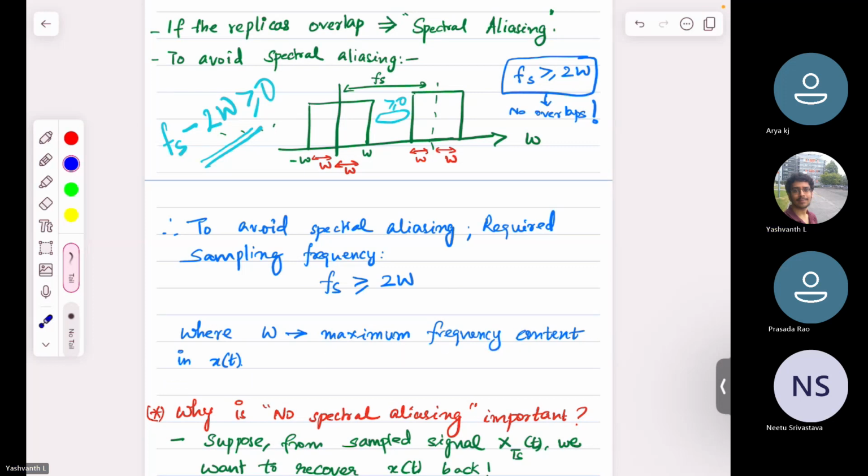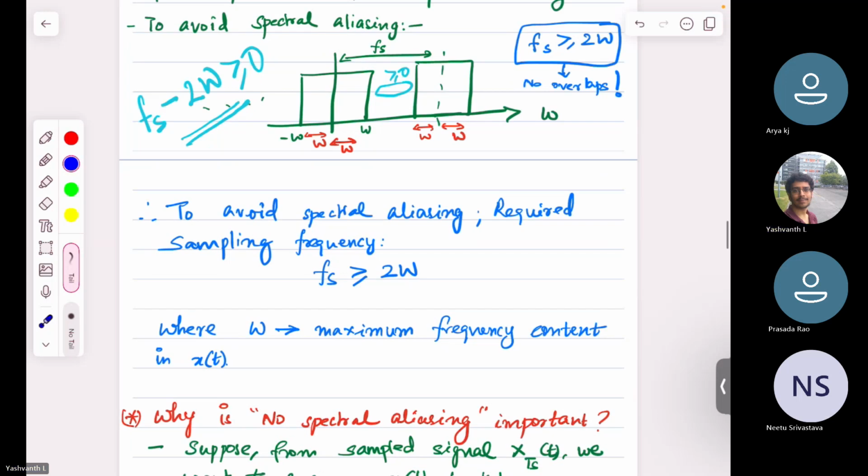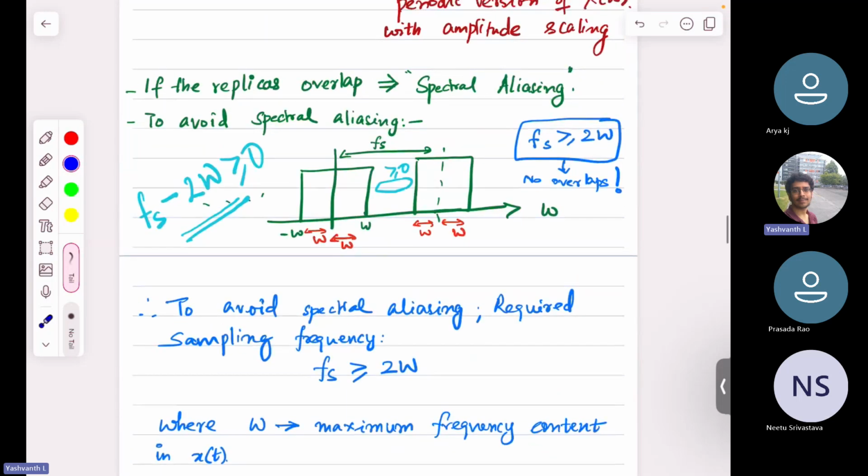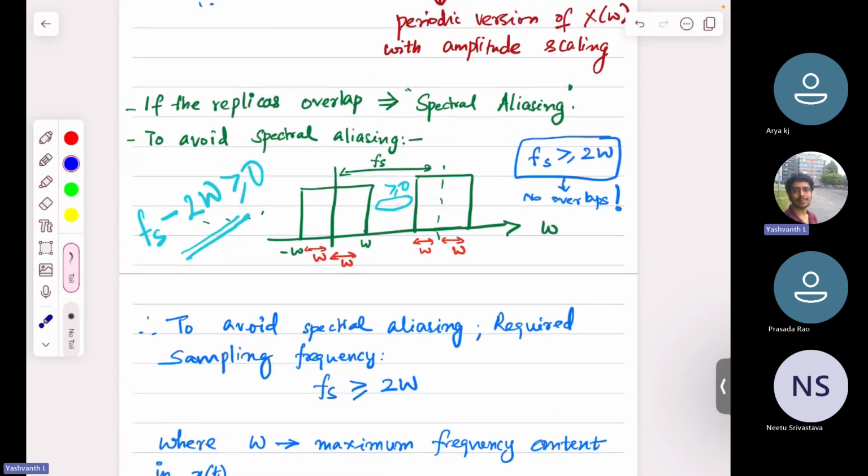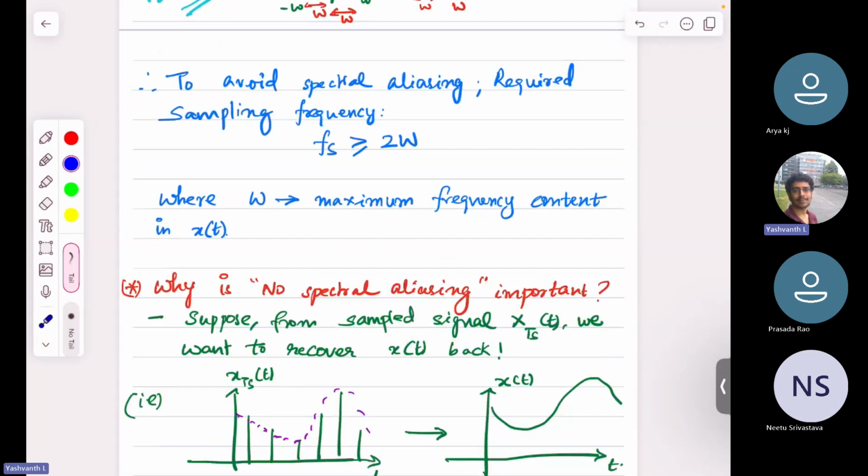Now, what did we do? We saw what sampling is and how sampling affects the Fourier transform. Then we introduced the notion of spectral aliasing, and the condition to avoid it. This is what we have covered till now. Now the question is, why is no spectral aliasing important? Why are we saying that we should not have spectral aliasing? What is so important about this condition Fs greater than or equal to 2W?